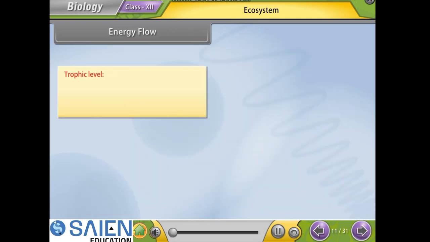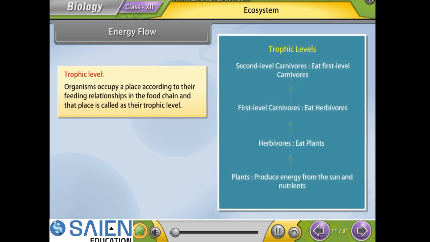Energy flow. Trophic level. Organisms occupy a place according to their feeding relationships in the food chain, and that place is called their trophic level. Plants that produce energy from the sun and nutrients are the first trophic level. After that, herbivores that eat plants are at second trophic level. At the third level, first level carnivores are present because they eat herbivores. At the fourth level, second level carnivores are present because they eat first level carnivores.